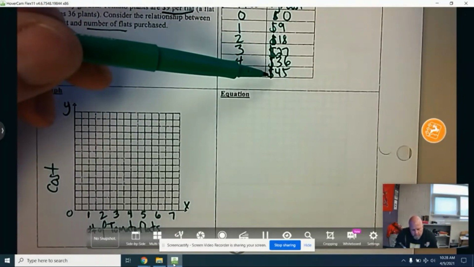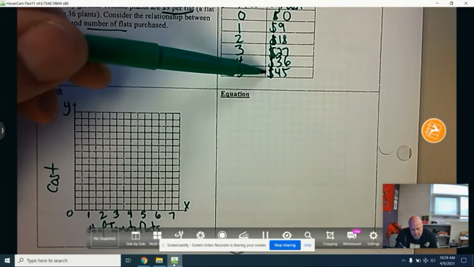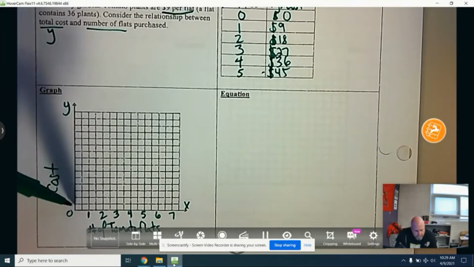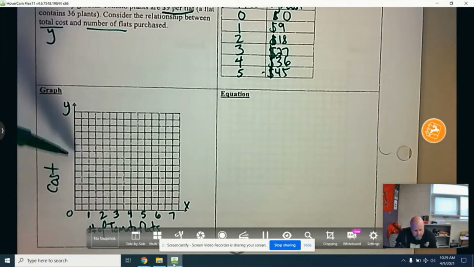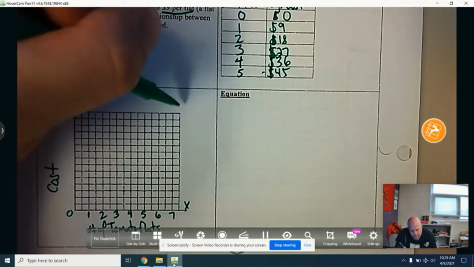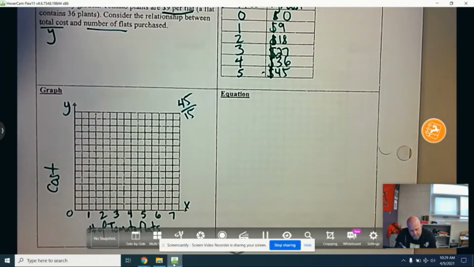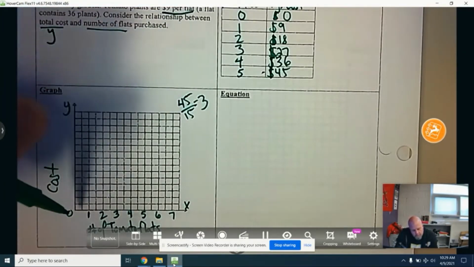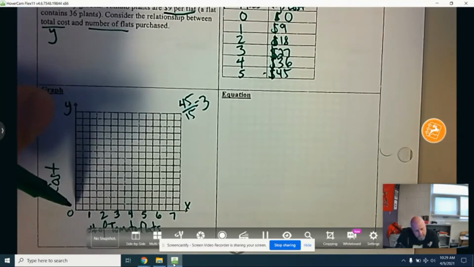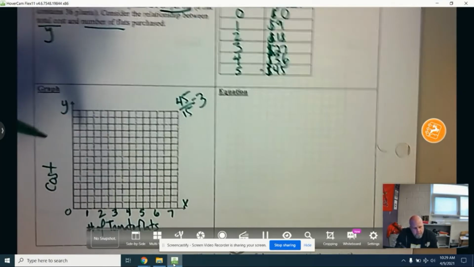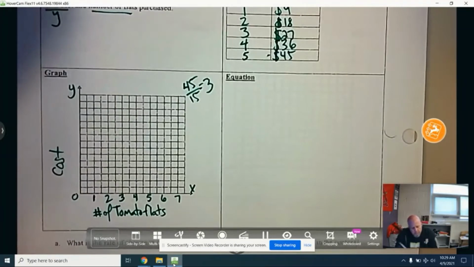Now the total cost. If I look at this, the highest number I need to get up to is 45. If I count all these squares, I'm going to see that there's 15 squares, which means if I take this 45 and I divide it by 15, you get 3. And for me, that means every little square means $3. Now I don't want to label every square like 3, 6, 9, 12, 15, because you have a lot of numbers there and it looks all jumbled.